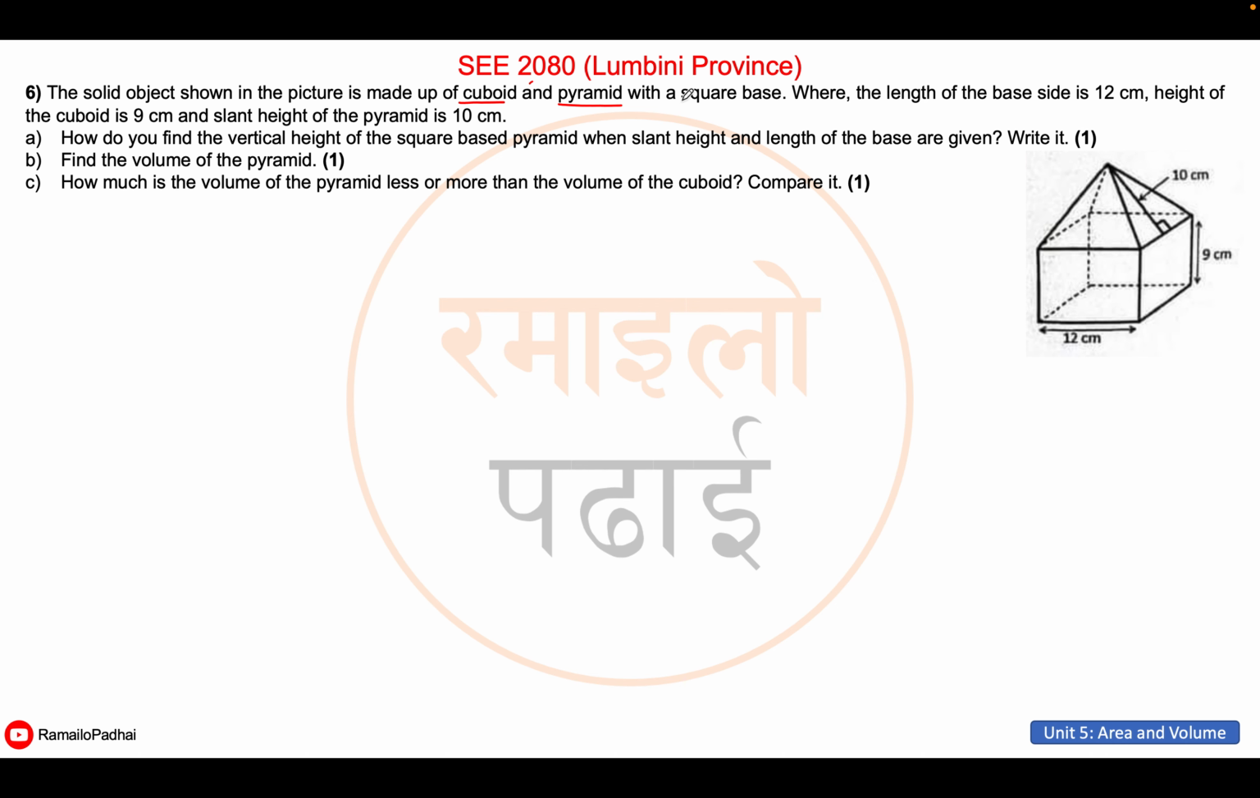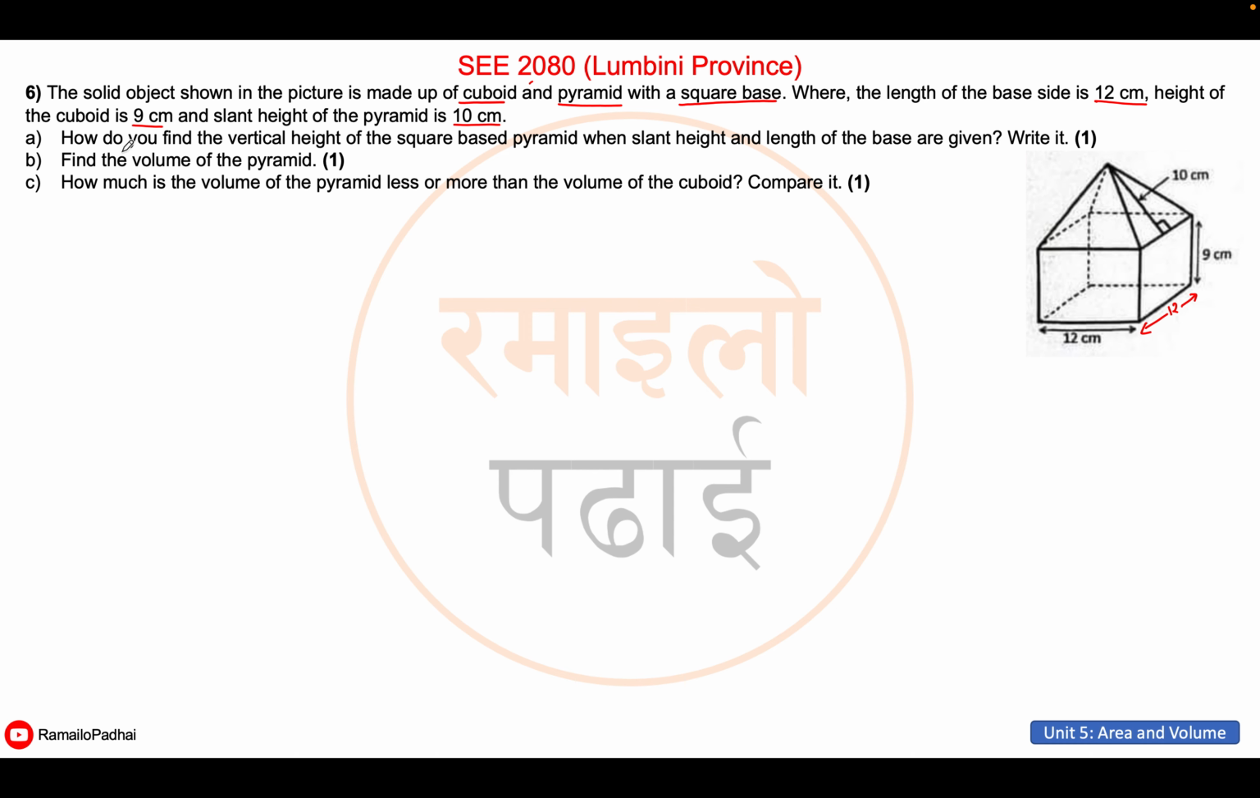with a square base. The cuboid has a square base where the length of the base side is 12 centimeter, the height of the cuboid is 9 centimeter, and the slant height of the pyramid is 10 centimeter. So here this is 12 centimeter and this too will be 12 centimeters. The height of the cuboid is 9 centimeter and the slant height of the pyramid is 10 centimeter.